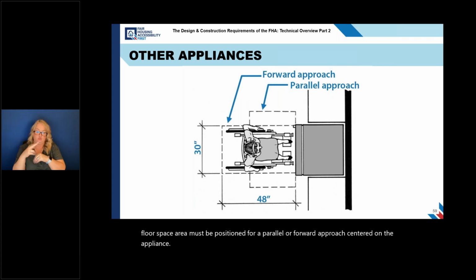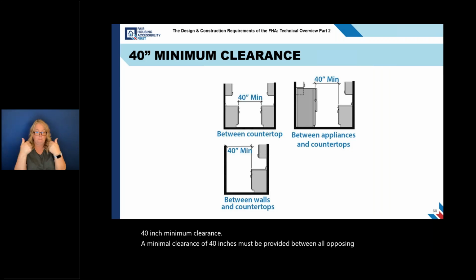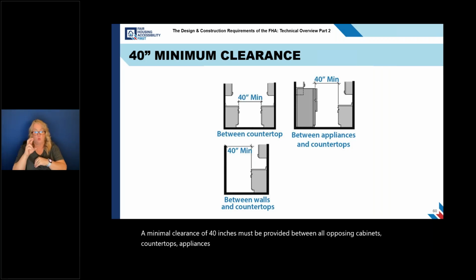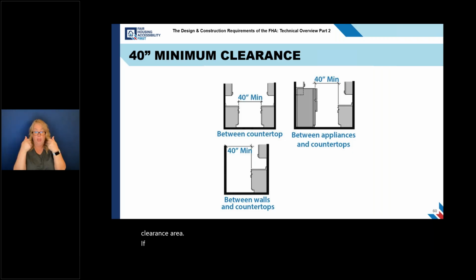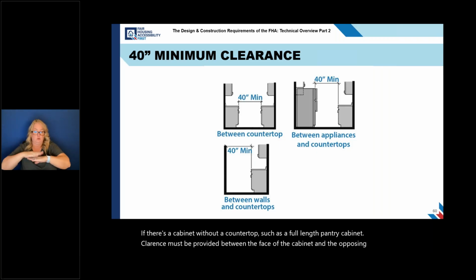40-inch minimum clearance. A minimum clearance of 40 inches must be provided between all opposing cabinets, countertops, appliances, or walls. The handles of cabinets and appliances may overlap into the clearance area. If there's a cabinet without a countertop, such as a full-length pantry cabinet, clearance must be provided between the face of the cabinet and the opposing countertop, appliance, or wall.